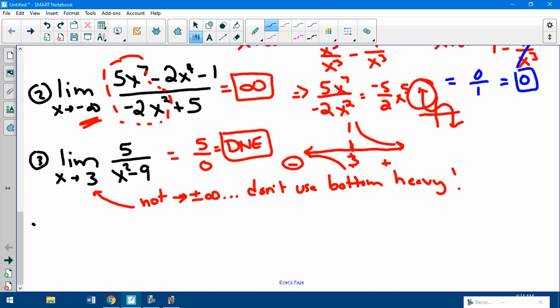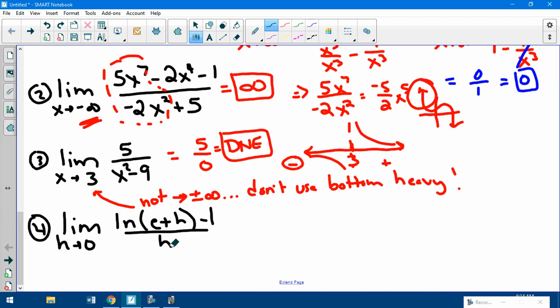All right, last one like this. Actually, it's a little bit different, but this shows up in review a lot, and the AP loves it. Limit as h goes to 0 of ln of e plus h minus 1 all over h. What would I tell you to do first? Plug it in. I plug in 0. What's ln of e? It cancels, but it cancels to 1. So 1 minus 1 is 0 over 0. So what could I do? Right, I could do L'Hopital.